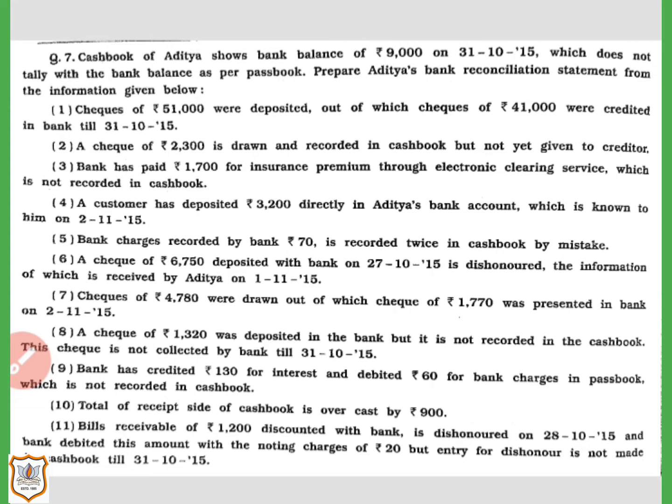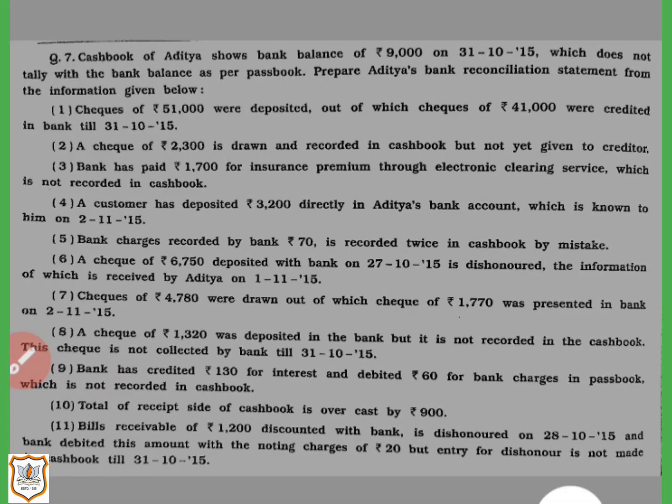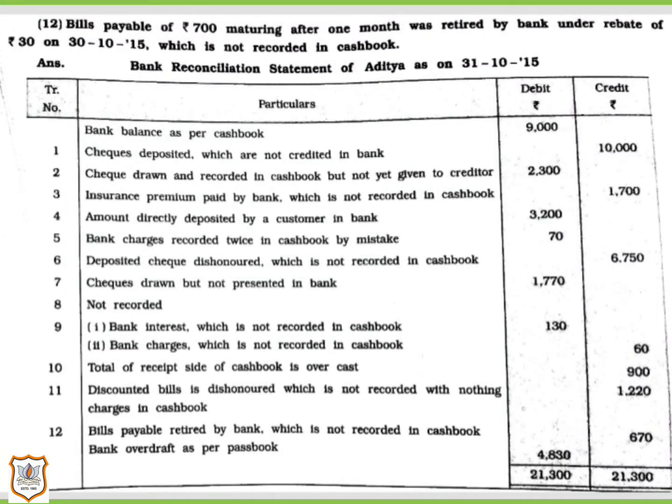If it was recorded by bank in passbook, it would be recorded on credit side. So in BRS also we will record it in credit column of BRS. Here it is, checks deposited which are not credited in bank, amount is rupees 10,000, that is 51,000 minus 41,000. Now let's move to next information.